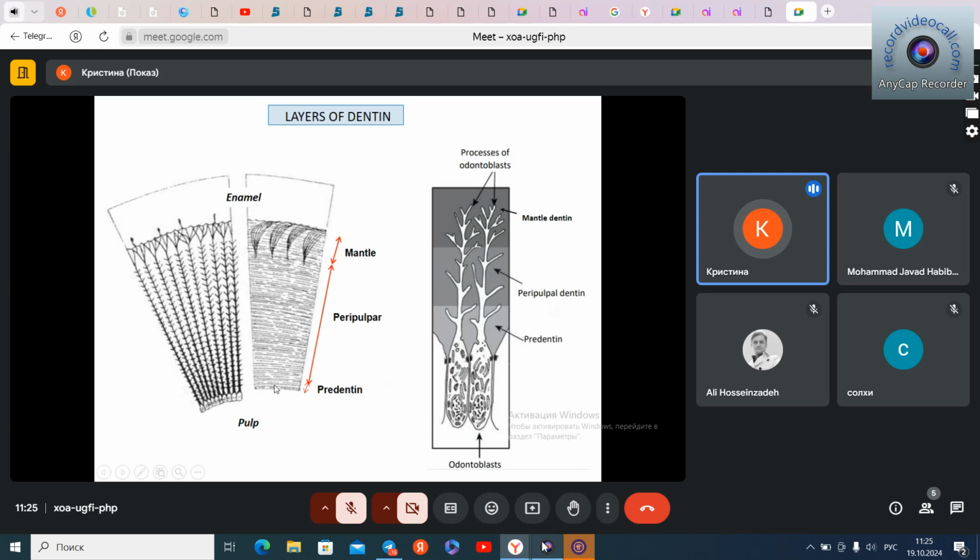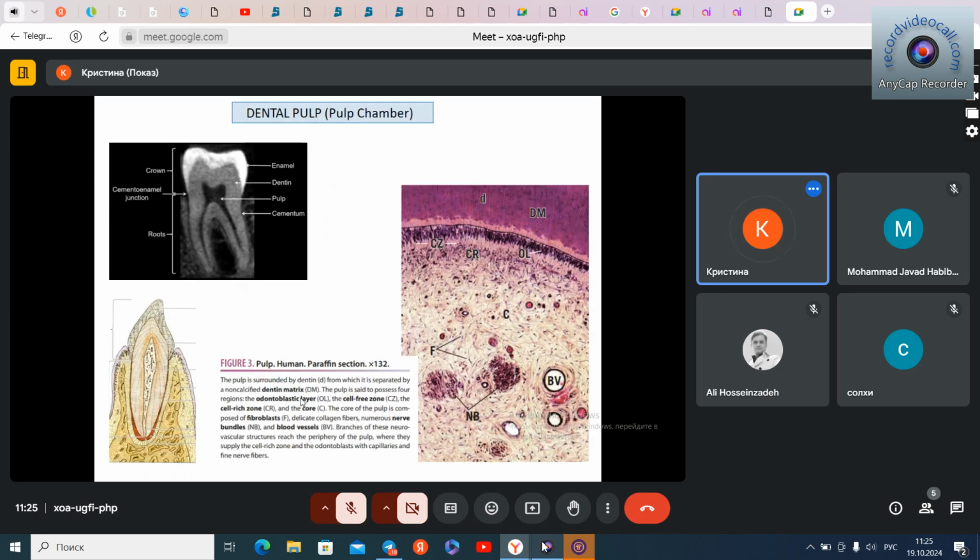The layers of dentin include predentin, which is closer to the pulp region. Most of the thickness is the peripulpar dentin, and the outermost thin layer, which is closer to the enamel, is called mantle layer. In these regions, the type and orientation of the fibers differ.